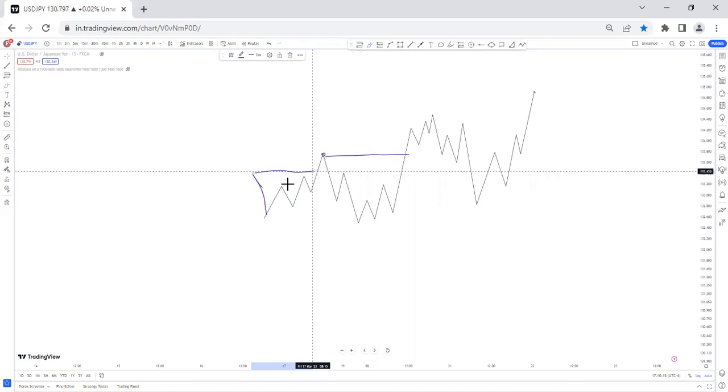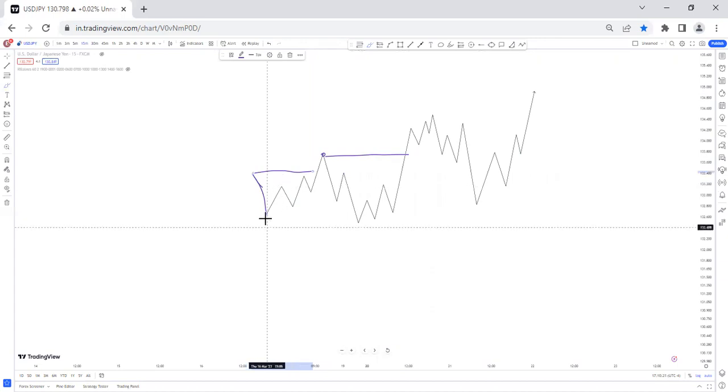And this is what we keep having here. So you see, at this point, we see how the internal structure, or the lower time frame structure, which is the internal structure, is clearly bullish.